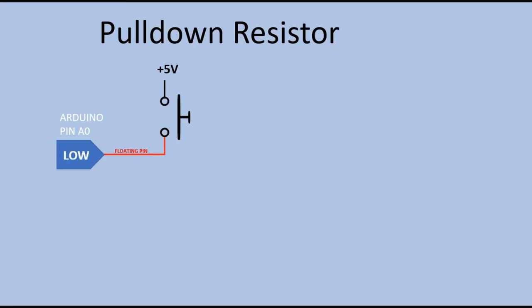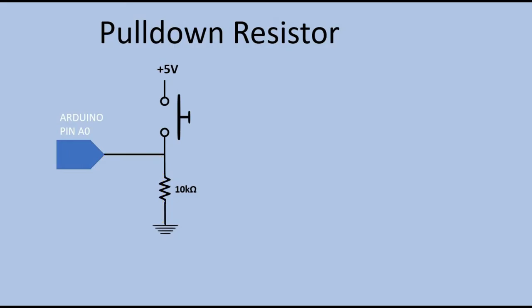But what's going to happen if, apart from connecting the A0 pin to one leg of the push button, we also connect it to ground via a large resistor? In our case, that would be a 10K resistor. When the button is not pressed, the pin is pulled down to ground via the resistor, and a low signal can be read at the pin.